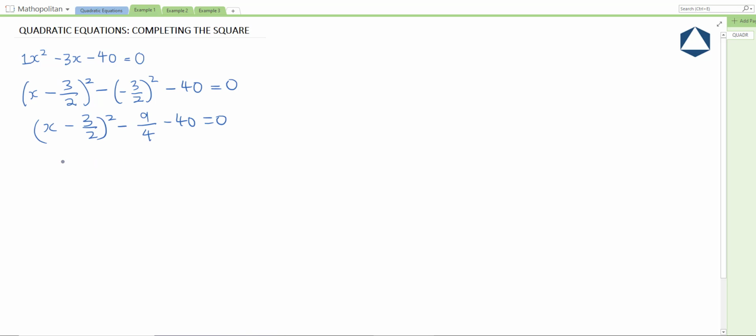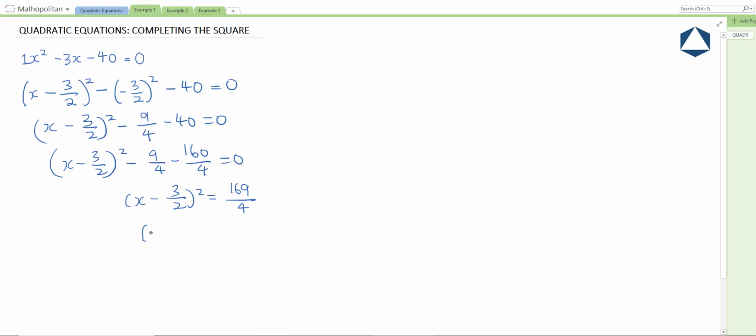And then of course this will be x minus 3 over 2 to the power of 2. And this will be 9 over 4. And this will be 160 over 4. Of course, if you sum it up, it's 169. So in this case, we have x minus 3 over 2 squared, and then we bring these 2 to the right hand side. So it becomes 169 over 4.